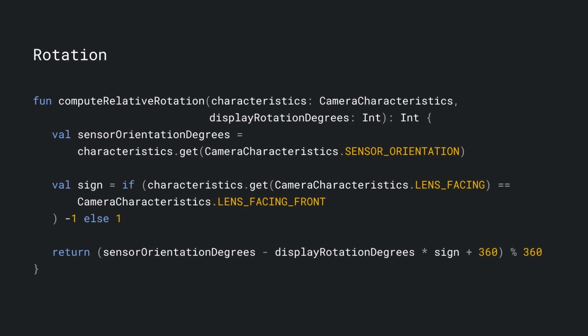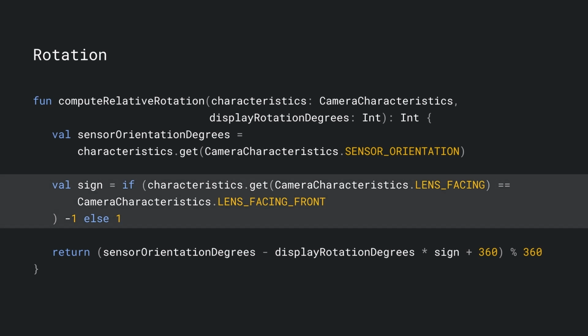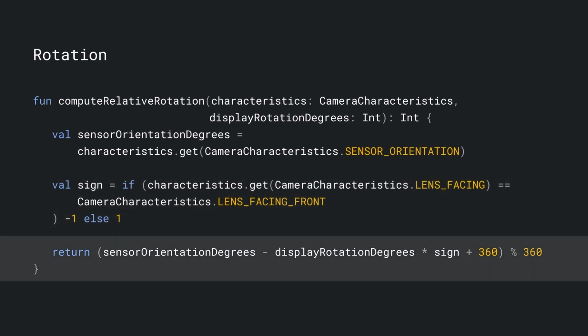Here we can see a code snippet that computes the rotation required in degrees to transform the camera sensor output orientation to the device's current orientation. Note that the rotation needs to be clockwise or counterclockwise depending if the camera is facing the front or the back of the screen. And then we basically just calculate the difference between the two concepts mentioned before, with some math to make sure the value is always between 0 and 360.